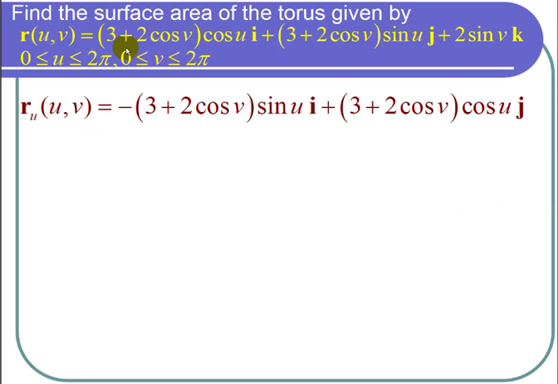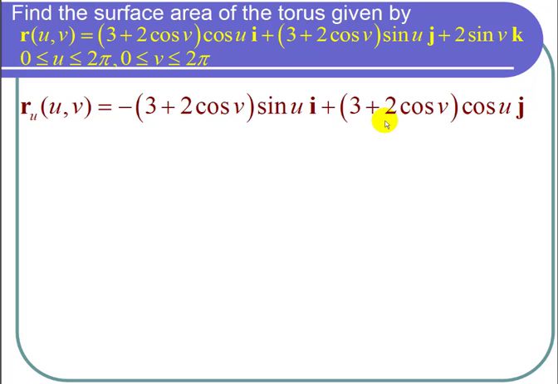For r_u, we take the partial derivative of r with respect to u, so we get 3 plus 2 cosine v, that's treated as a constant. The derivative of the cosine of u is negative the sine of u times i, and then plus 3 plus 2 cosine of v again, and the derivative of the sine of u is the cosine of u times j, and there's no u's in 2 sine of v, so that becomes 0. So the k component is plus 0k.